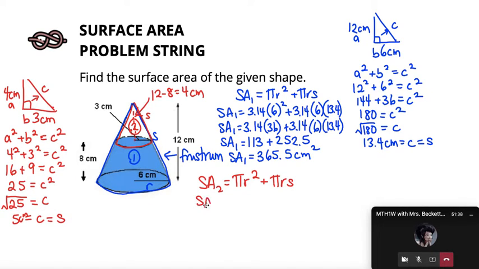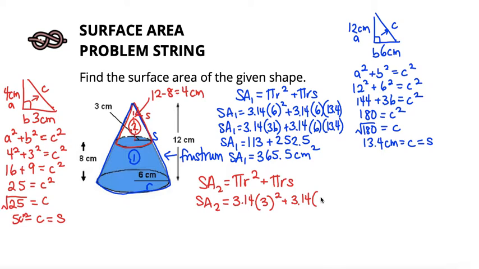So now I can work out the surface area of my smaller cone. I'm going to use 3.14 as my pi value, but you could also use your pi button on your calculator. So 3.14 times 3 squared plus 3.14 times 3 times the slant height, which is 5.